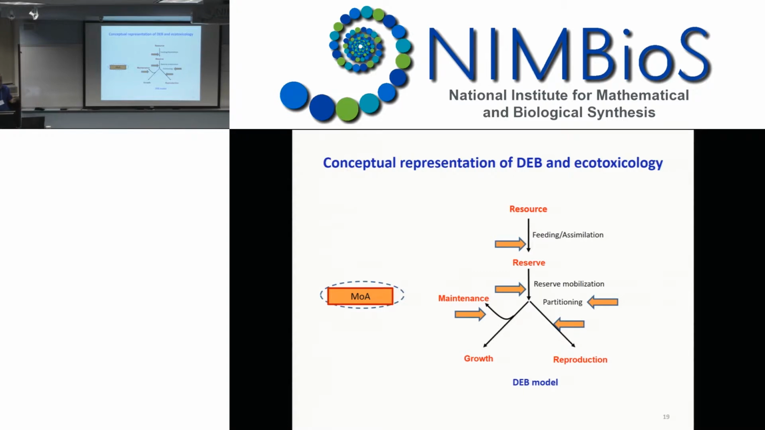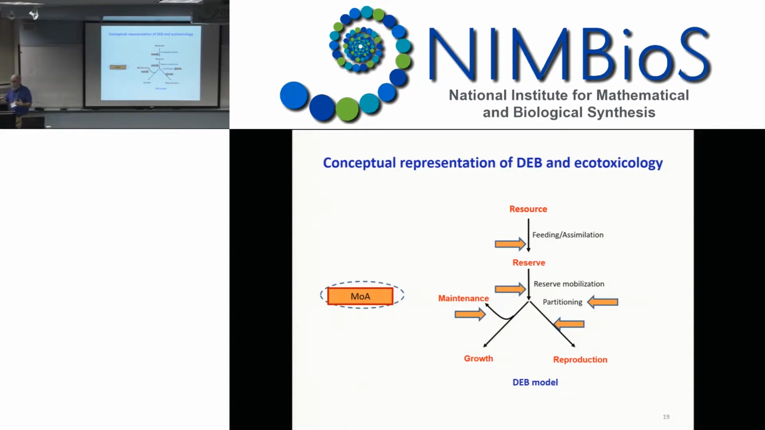So how do we actually implement this connection between dynamic energy budget models and ecotox? The key is this idea of physiological mode of action. In the DEB model, there are a bunch of processes. There's feeding, there's mobilization of reserve, there's maintenance, there's partitioning, and there's egg production.